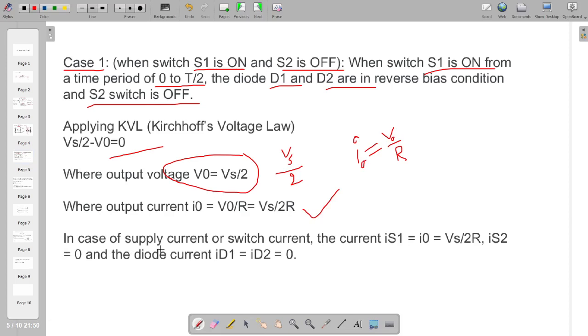In case of the supply current and the switch current, IS1 and I0 are both the same. IS2 is 0, because the current through the second thyristor is 0. Diode 1 and diode 2 are also reverse biased, so the current through the diodes is also 0.